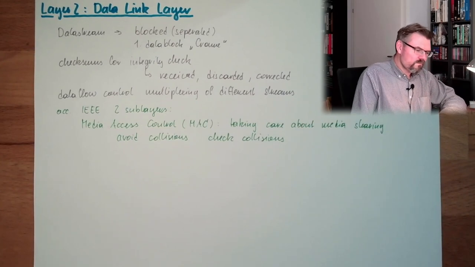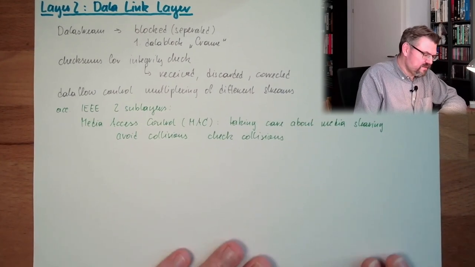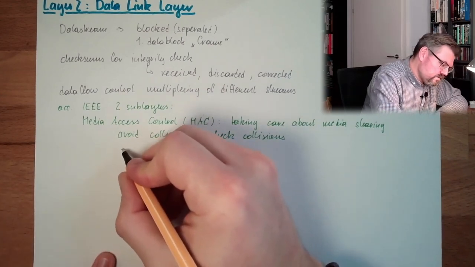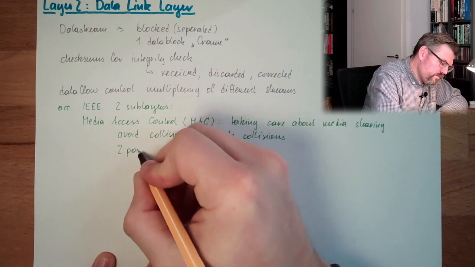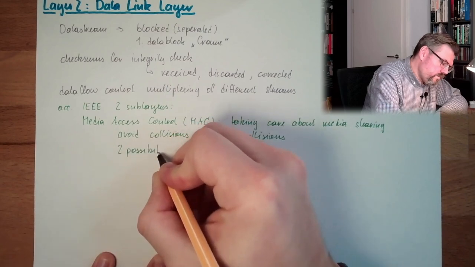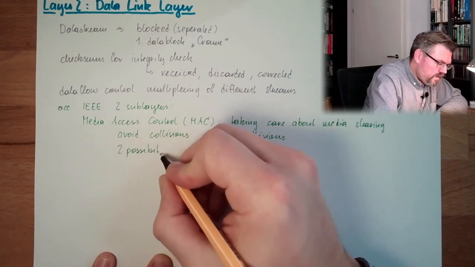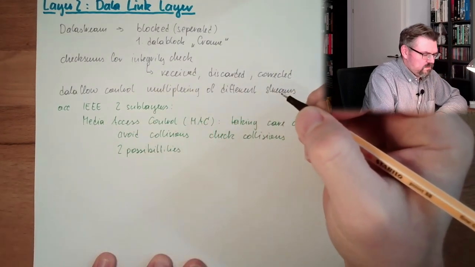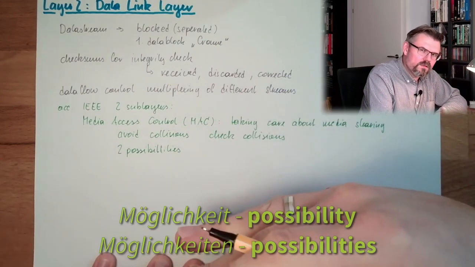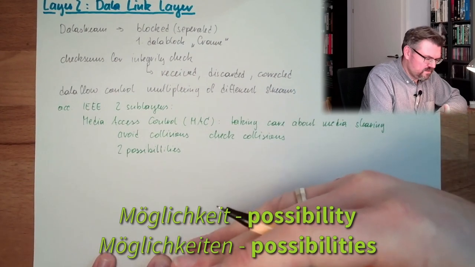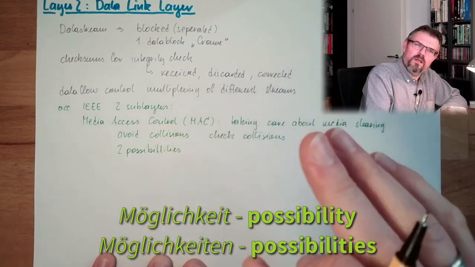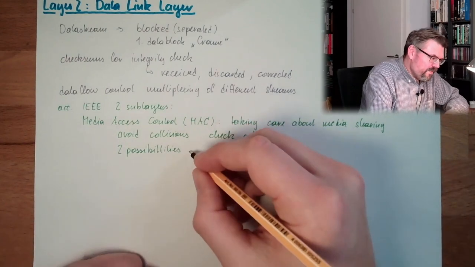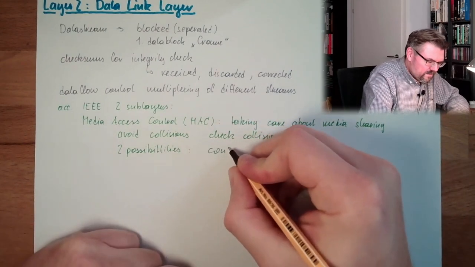So basically you can distinguish between two possibilities. I never know how to write this, two possibilities, I think with one L. I will have a look at it. Two possibilities. This is controlled access.